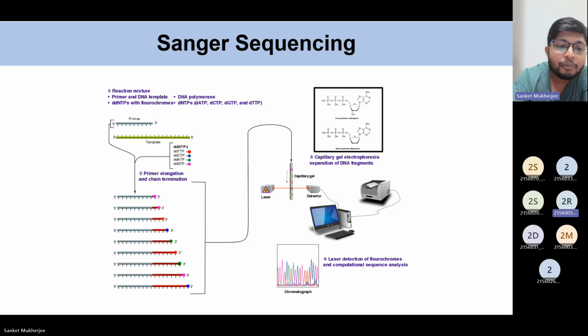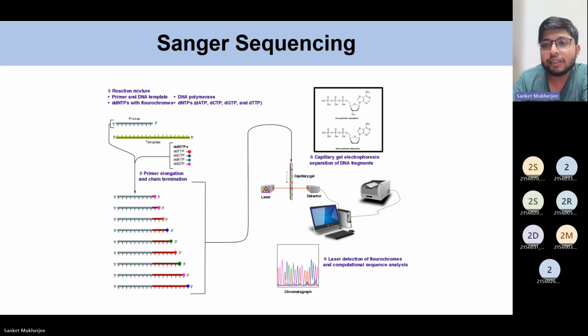So we will get multiple fragments of varying length. If we separate these fragments in a gel, we'll get different lengths, and when this fluorescent signal is detected, then we will get the sequence of the DNA. Is that clear or is it not? Yes, sir, clear.